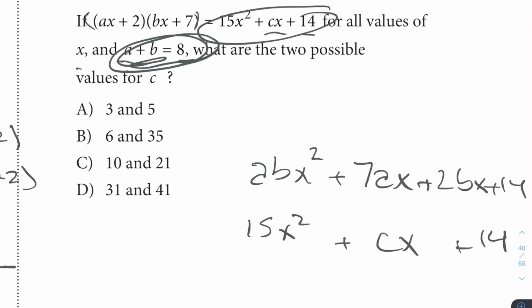So now it tells us that a plus b equals 8, and we also know that a times b equals 15. So the numbers that a and b can be are 3 and 5. So a can equal 3 and b can equal 5, or a can equal 5 and b can equal 3.